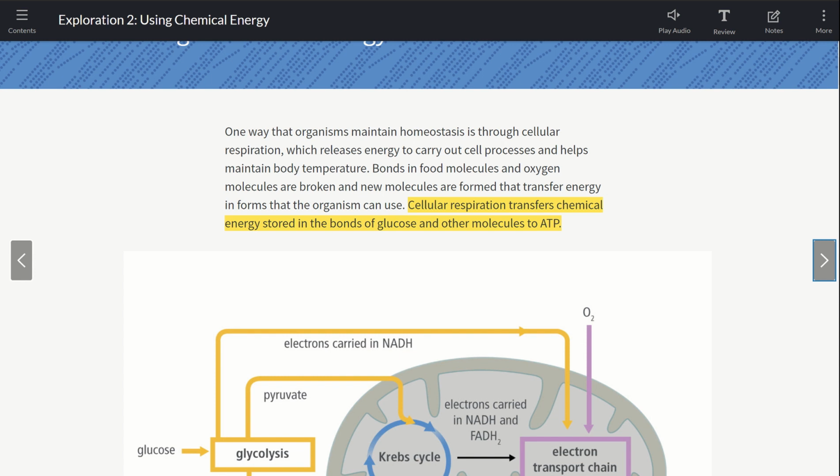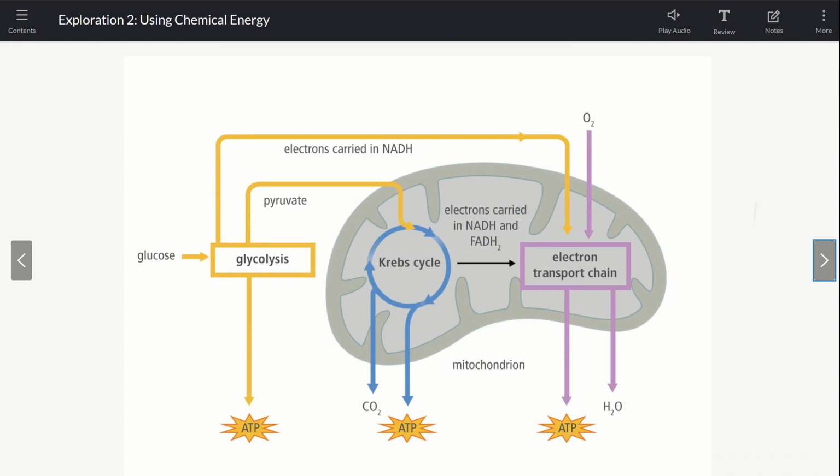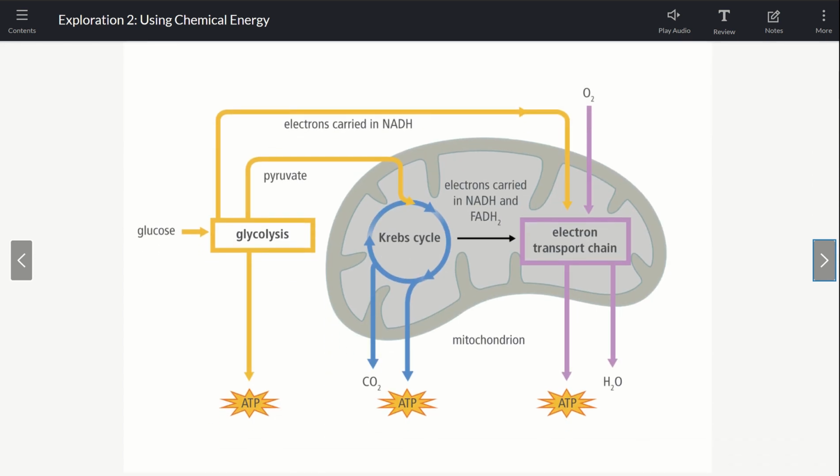So first of all, cellular respiration is a reaction where we take the chemical energy that's stored inside of glucose. Remember, that's the glucose molecule that we made during photosynthesis. We take that glucose molecule, we break it down, and we release the ATP that's stored inside. Now, just like we did with photosynthesis, this is a picture that I want you to make sure you're very familiar with. This picture represents the entire process.